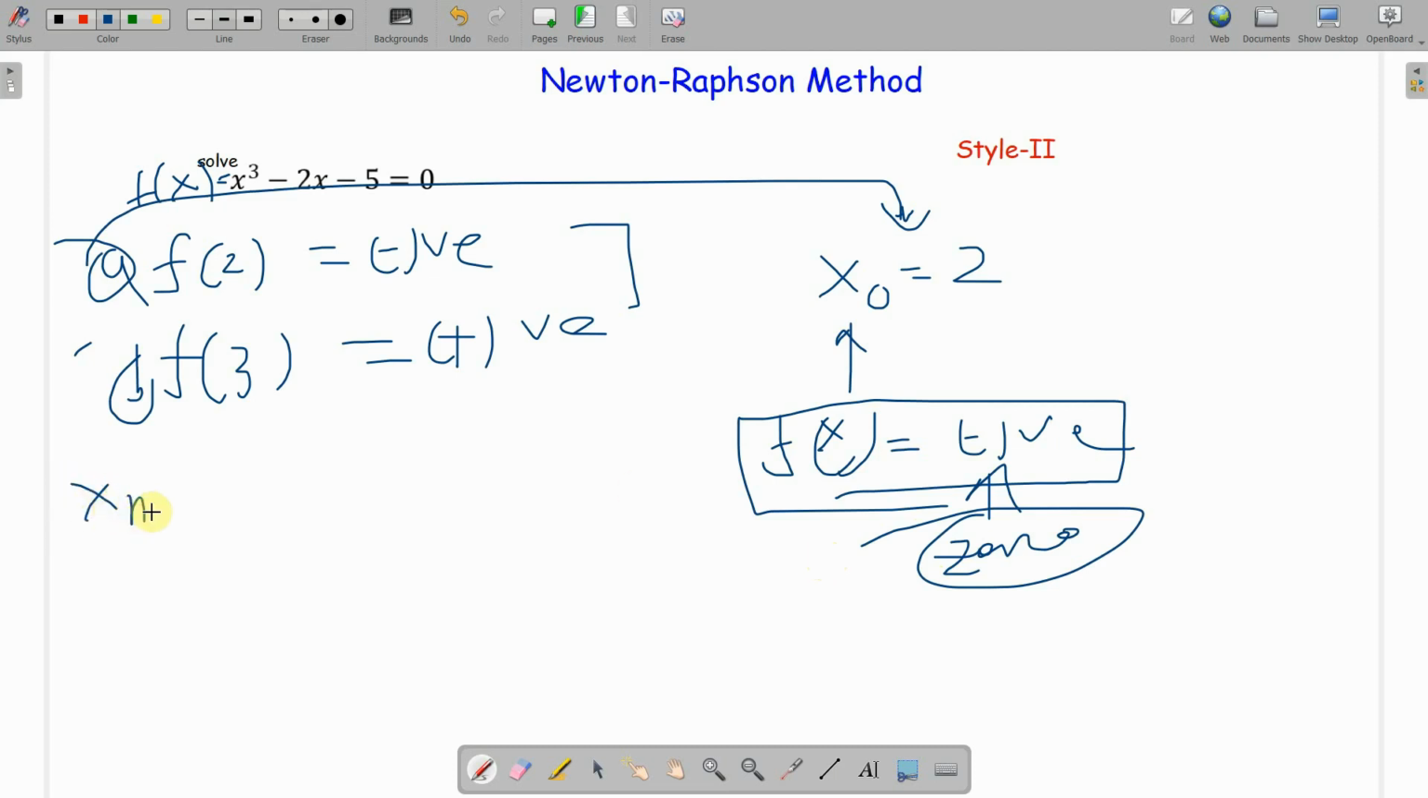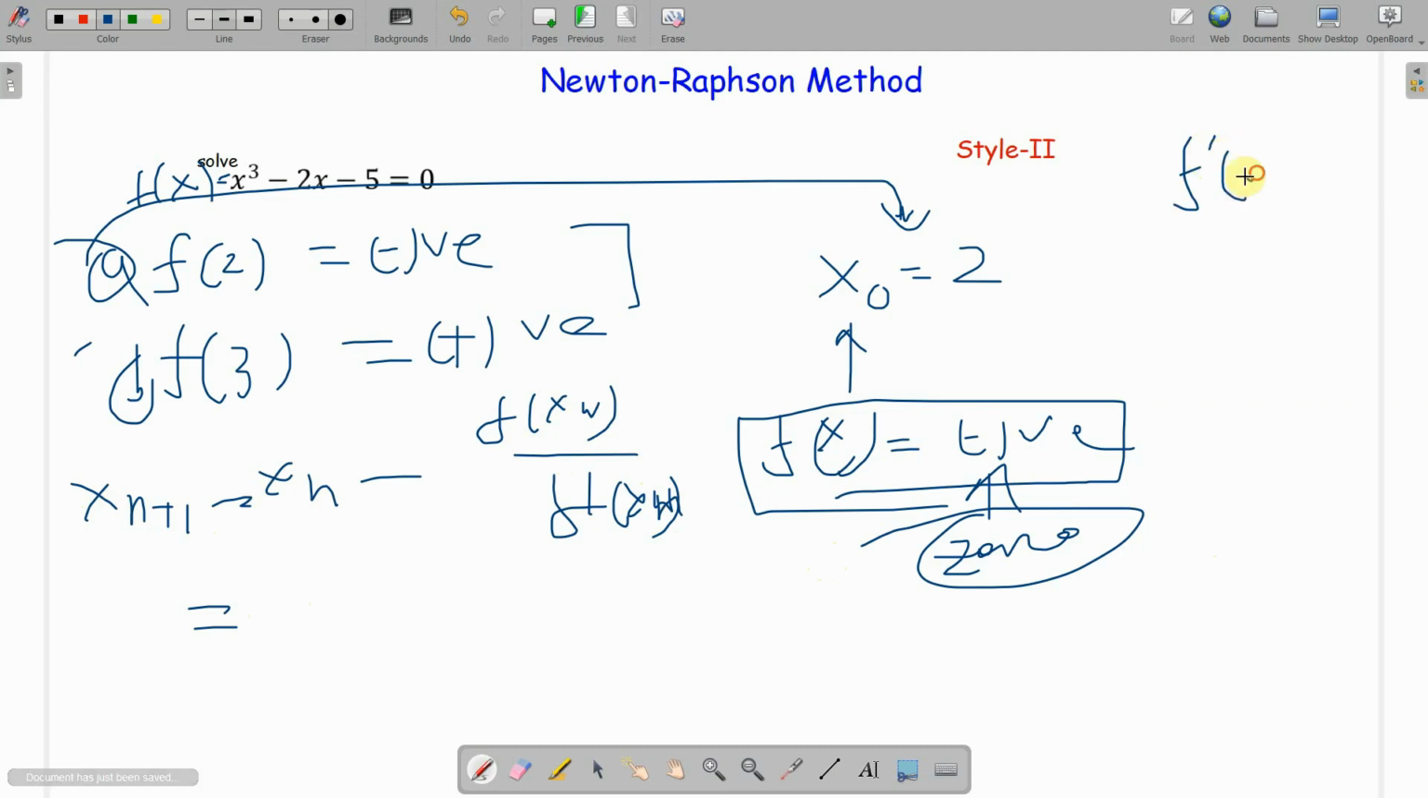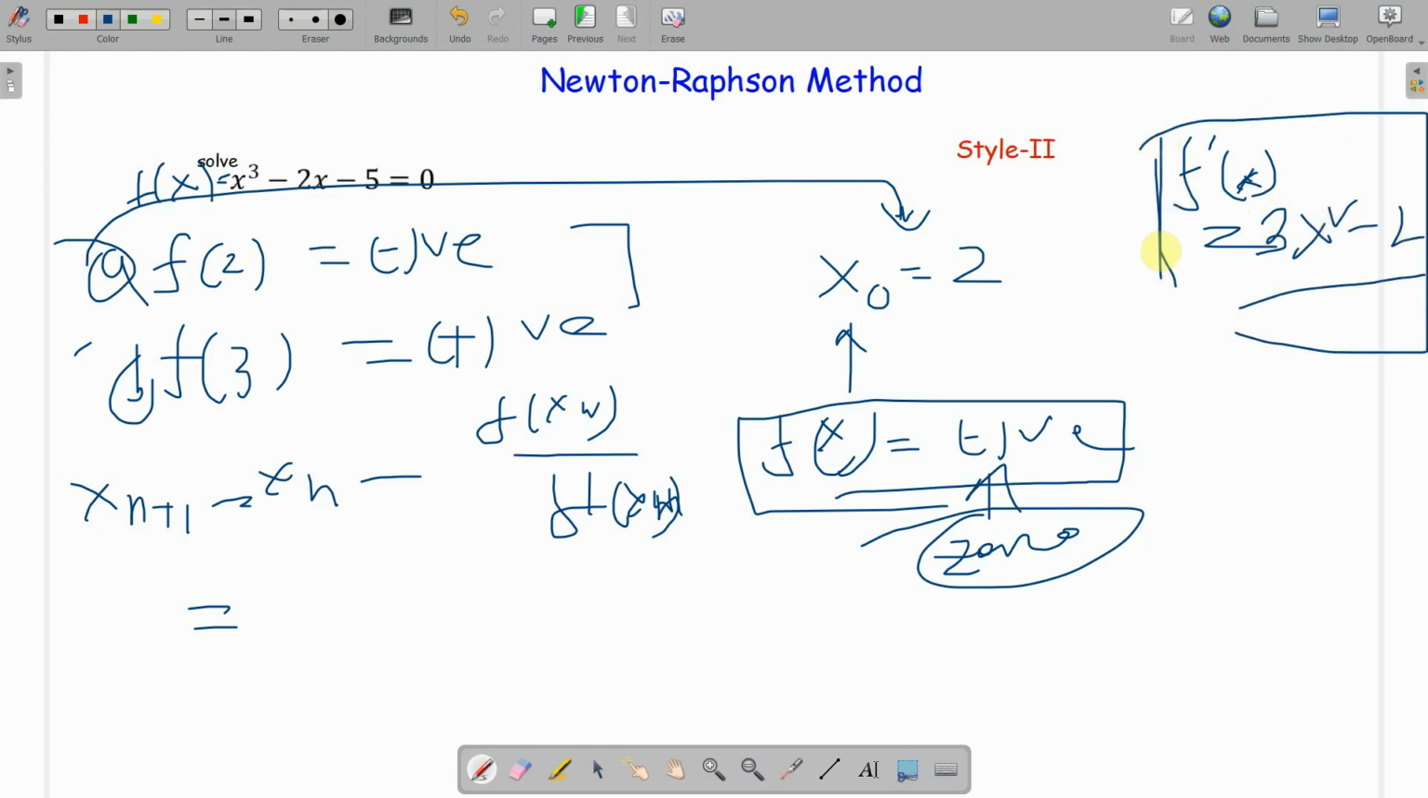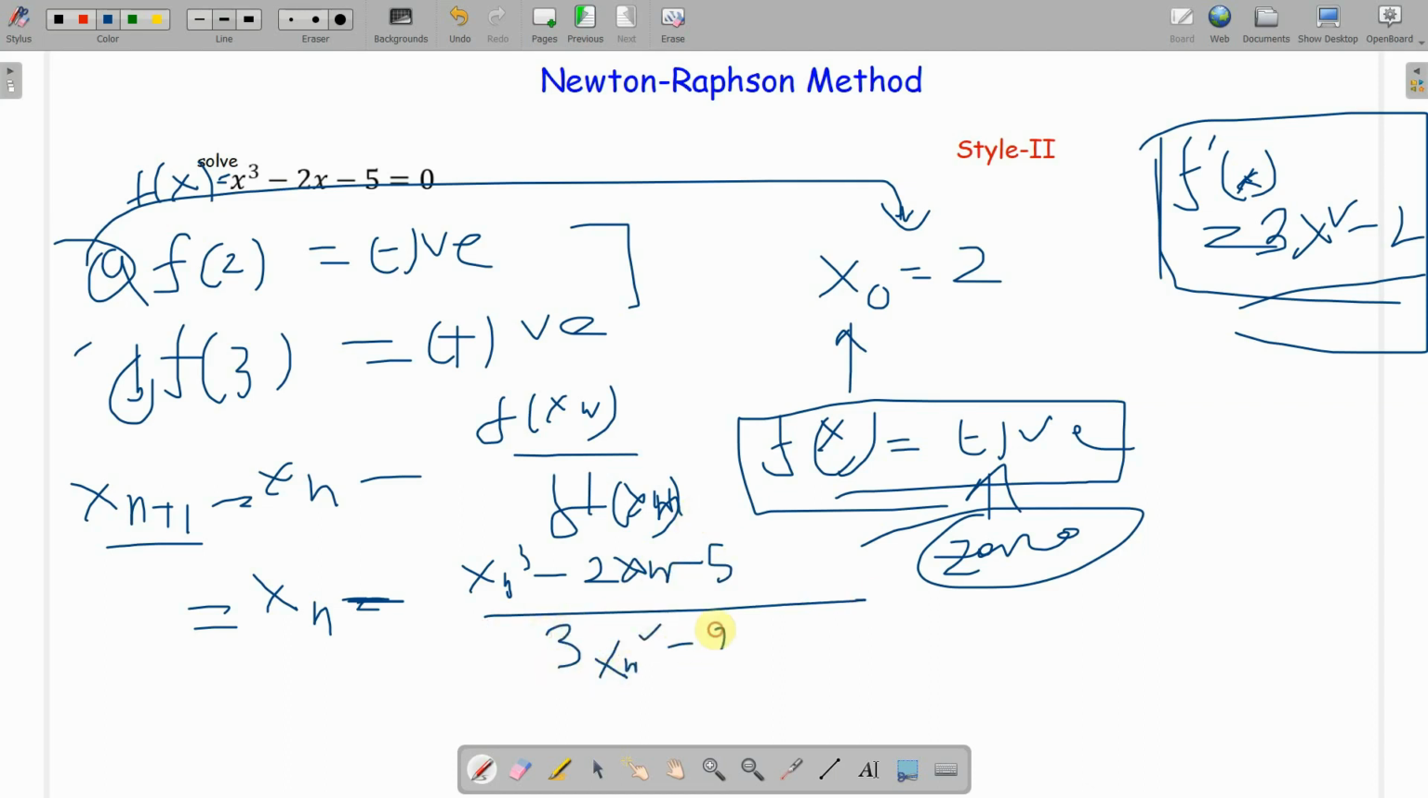Now what's the formula here? xn plus 1 equals xn minus f(xn) by f dash xn. Now find me the value of f dash xn, and I will be writing this. So what's the value of f dash x in this case? f(x) is x cube minus 2x minus 5, so f dash x is 3x square minus 2. Do you remember, or did you forget all this? So in place of x I'll be putting xn, as I'm considering n as a suffix, at the n plus 1th iteration. This will not change. f(xn) is xn cube minus 2xn minus 5, divided by 3xn square minus 2.